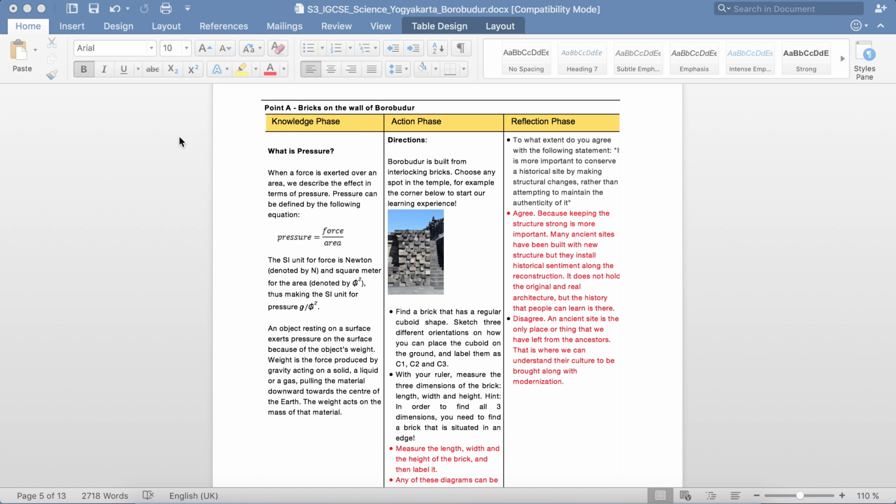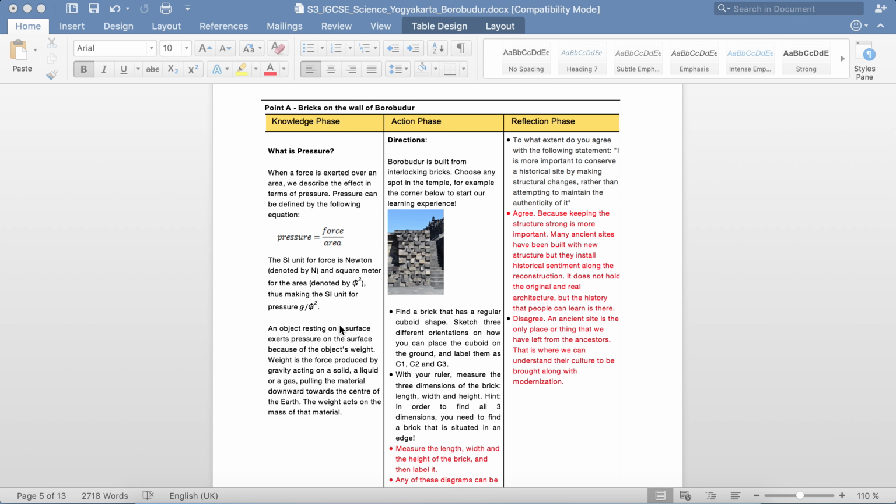In the knowledge phase, you will include any relevant information that is connected to the school syllabus that you have chosen. If you remember, the syllabus content for this particular learning experience is about pressure and turning on a pivot. Thus, information about pressure is included here.